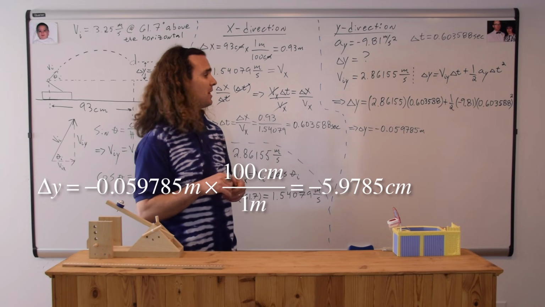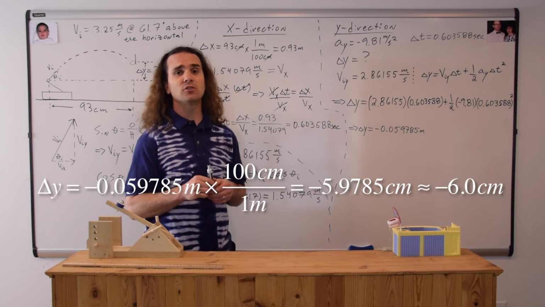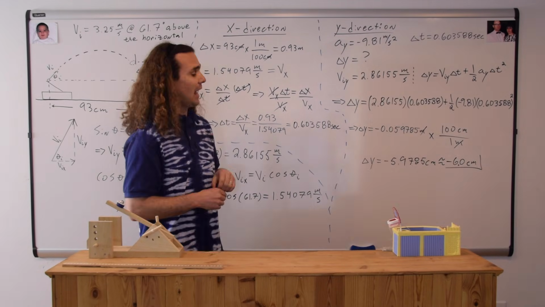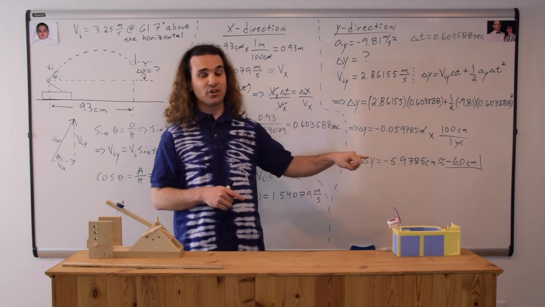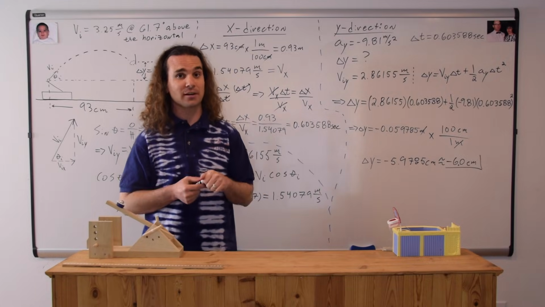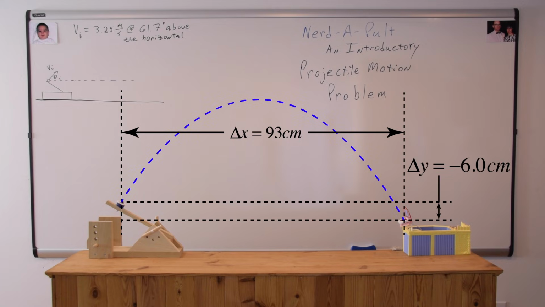Great, I'm going to multiply our answer by 100 centimeters over 1 meter to convert to centimeters and round to 2 sig figs. And we get negative 6.0 centimeters for the displacement of the ball in the y direction after being launched by the Nerd-A-Pult and traveling 93 centimeters in the x direction. In other words, if the basket is 93 centimeters away horizontally, it needs to be placed 6.0 centimeters vertically below where the ball is initially launched from. And it turns out the basket is already 6.0 centimeters below where the ball is already launched from.